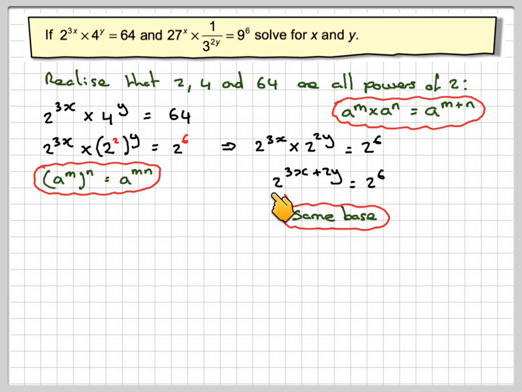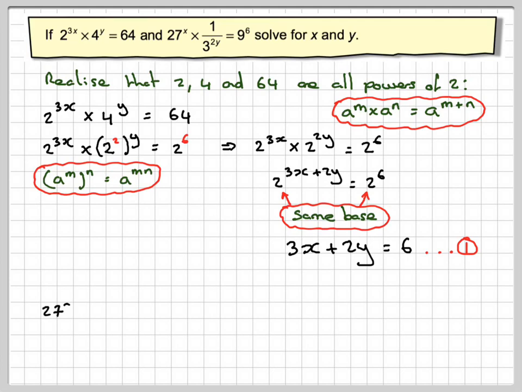Now we have the same base on both sides of the equation, so for the base to be the same, that will mean that the power of 3x plus 2y has to be equal to 6. And we're going to call that equation 1.